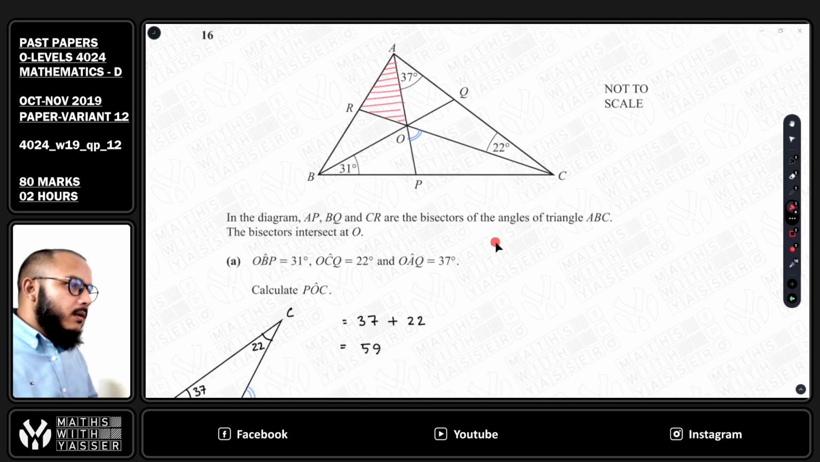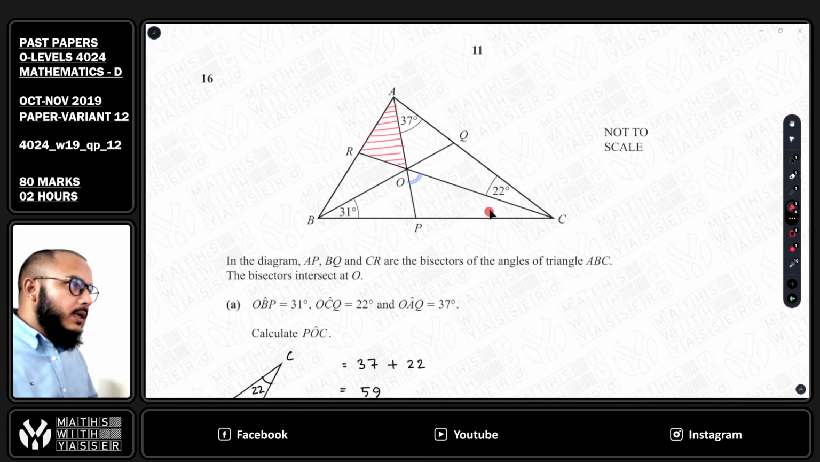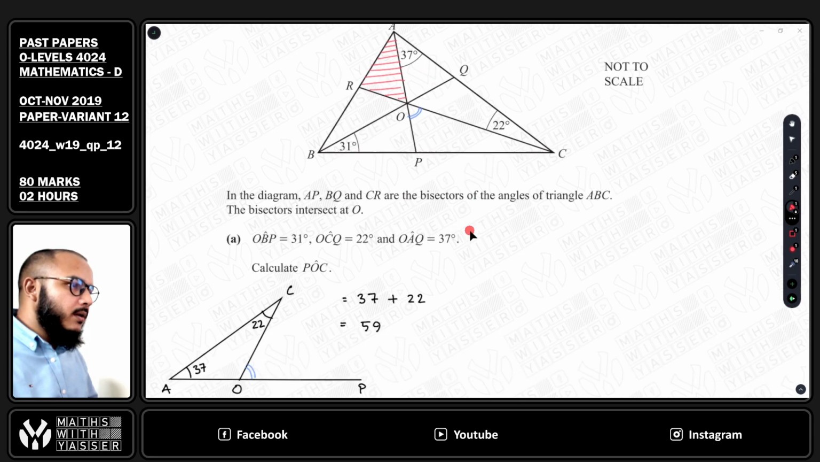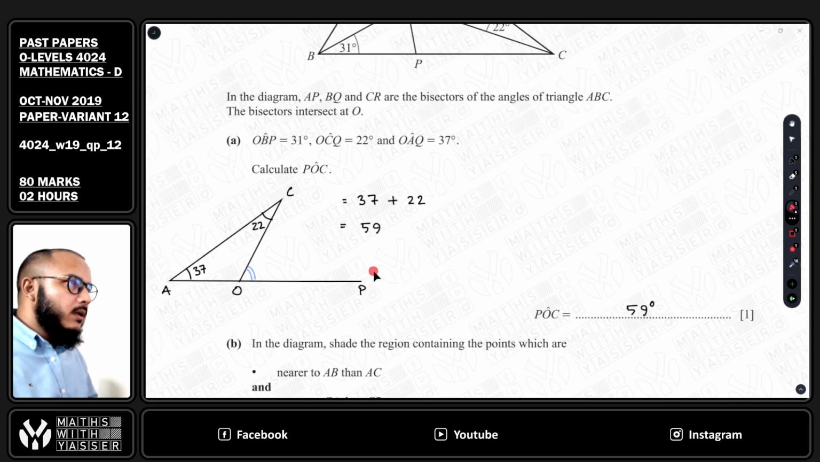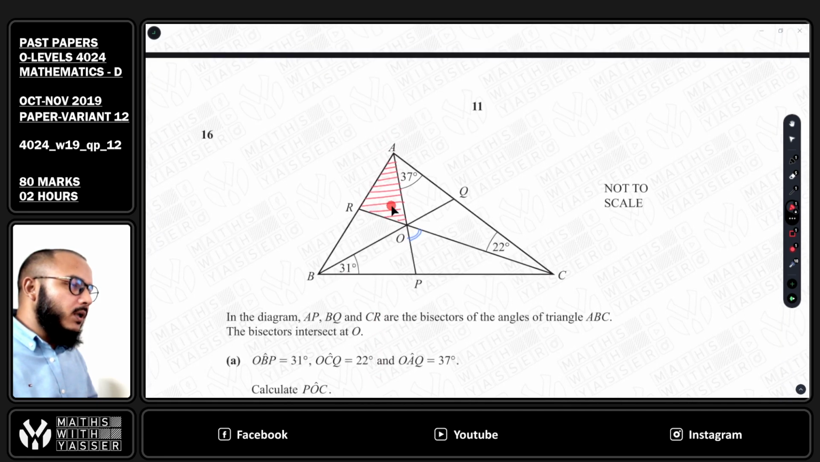So nearer to CA will be this whole region. Therefore, since we have to satisfy both of the statements, the common region that falls for both of them will be this region which has been shaded.